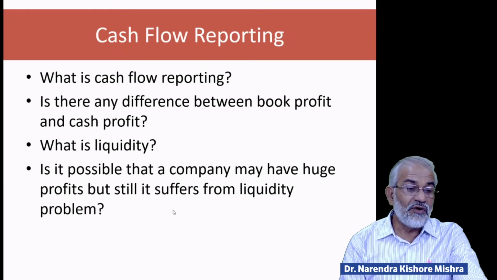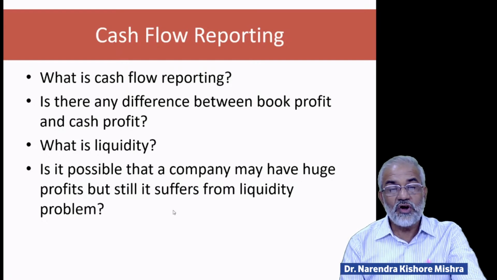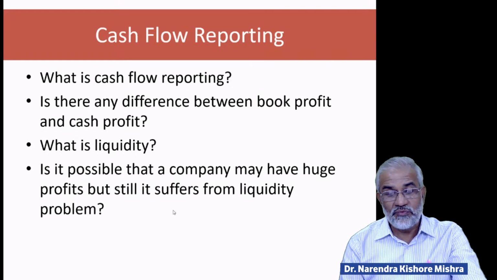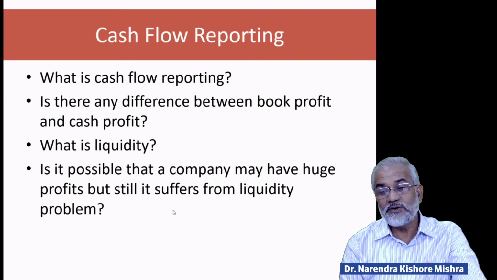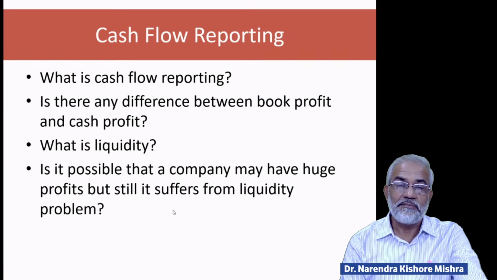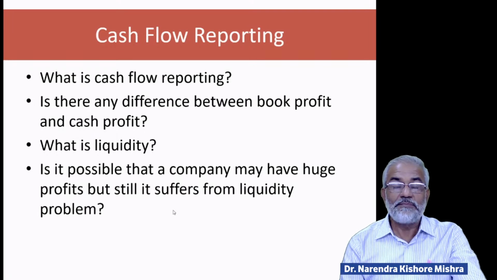That means if all the sales are done in cash, all the purchases are done in cash, all the expenses are paid in cash, and all other incomes are received in cash, then whatever profit is generated would be the book profit, and that would also be the cash profit in the hands of the organization. But in practice, that doesn't happen. So what happens when we are effecting sales?